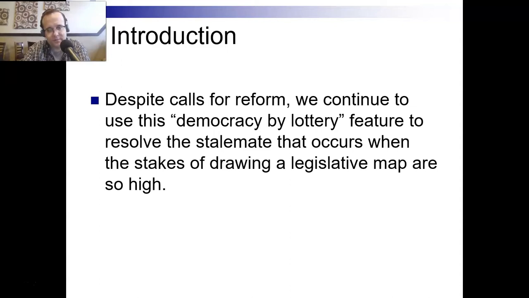But we continue to use this democracy by lottery feature. Pull a name out of a hat, send the thing back to the court. The court sends it back. It's just really quite a lot. I mean, how the map turns out and how the map looks, that's a big deal for party politics over the course of a decade. That's a huge deal, but it could be reformed. The stakes, as they say on here, are high.